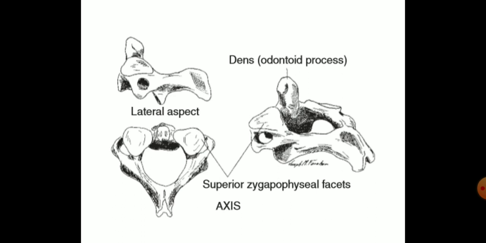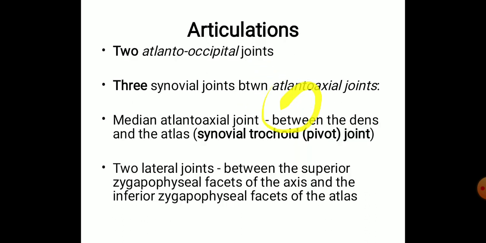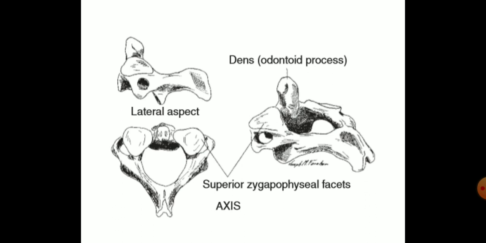So this is axis. Axis is much more like a normal vertebra. It has its own spinous process, but the exact property of the axis is that it has a dens or odontoid process. It is mainly to have an articulation with the atlas. When we look at atlas, it has a facet to articulate with this dens in the anterior arch.